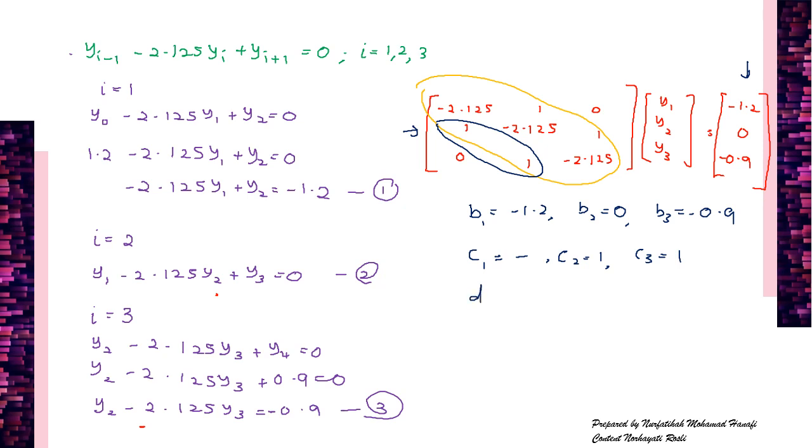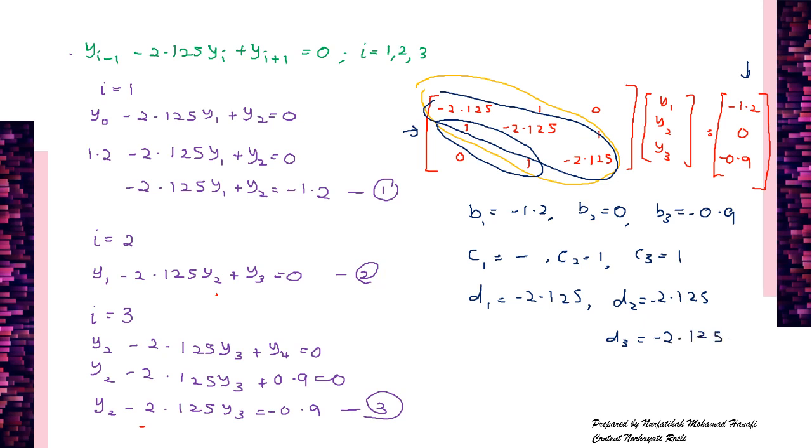Then D. D is the diagonal element here. So we have D1 equal to -2.125, D2 equal to -2.125, and D3 also equal to -2.125. And lastly, what is our E? Okay, E is this last one, where it starts from row number 1. That means we have a value for E1, 1. We have a value for E2 also 1, but we don't have a value for E3, because for row number 3, we don't have a value for E.